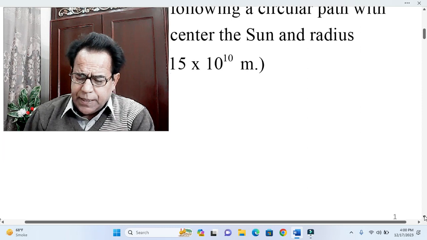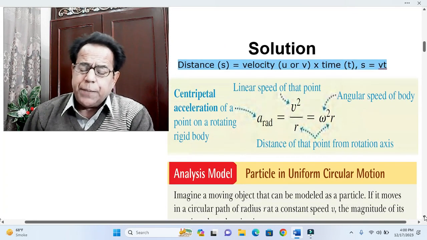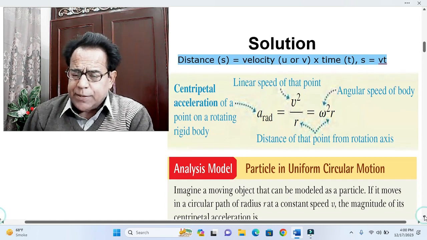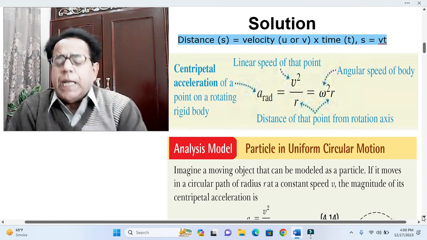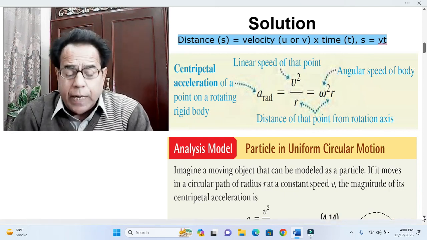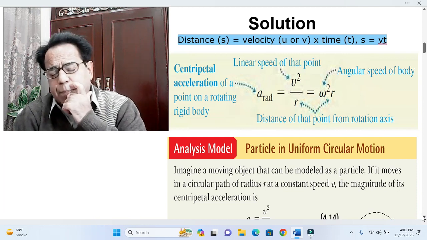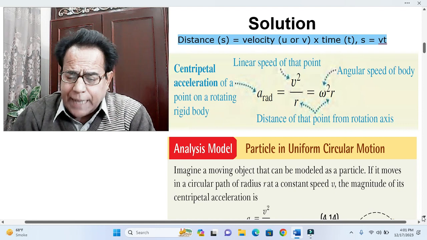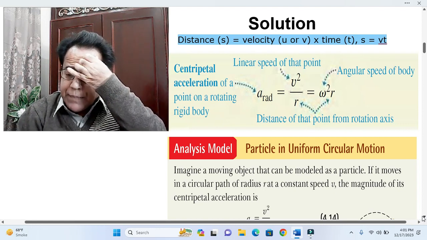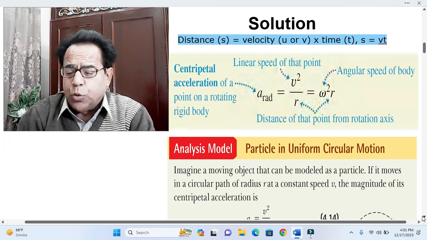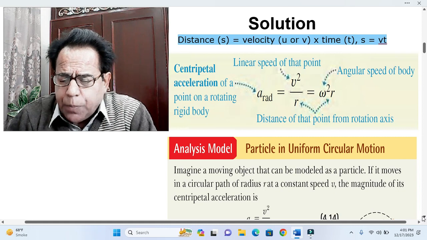Anyhow, now let us move to its solution. But before starting the solution in a proper manner, we are going through a few snapshots which will provide a foundation regarding the solution of this problem. The first snapshot says that distance S is equal to velocity, denoted by u or v, multiplied with time t, that is to say S equal to Vt. This formula will be used in this problem.